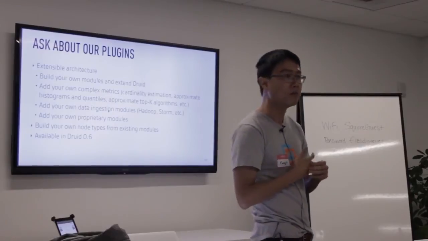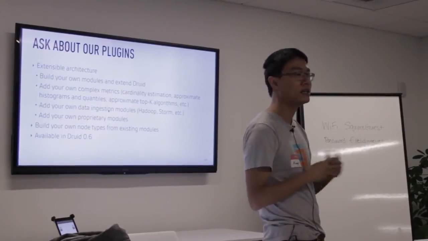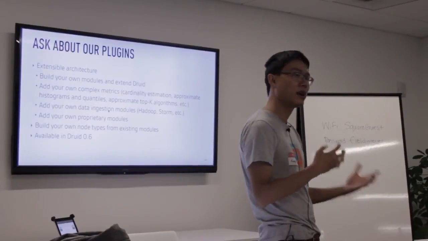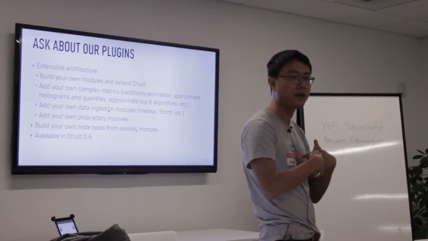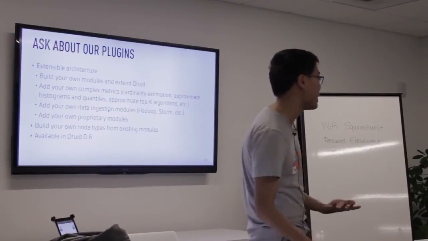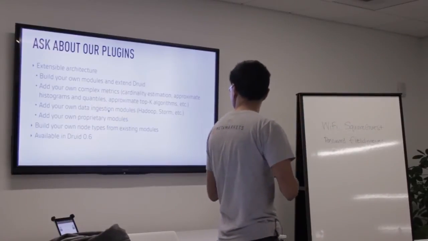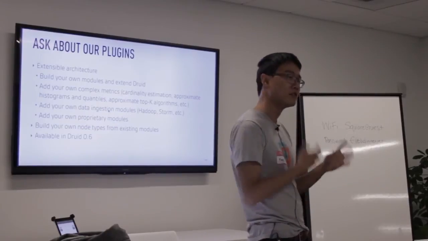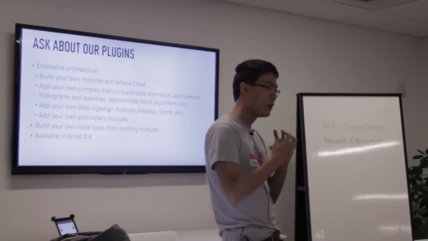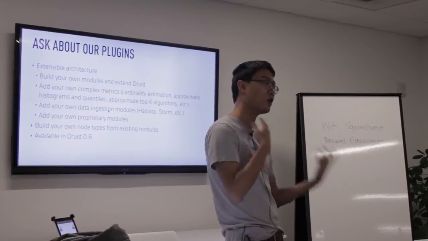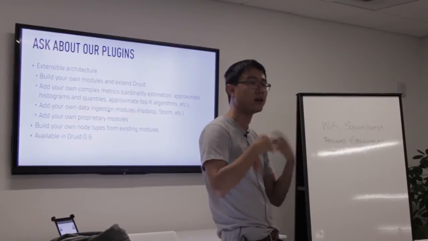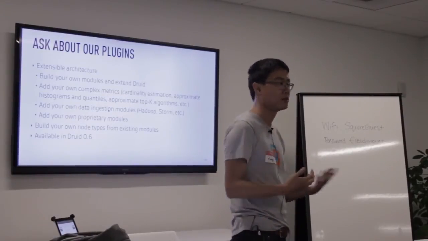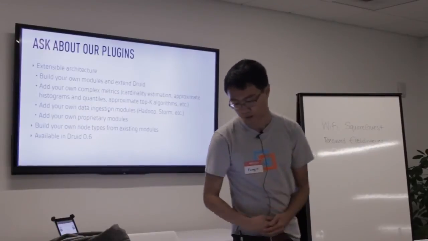And with Druid 06, it should be pretty easy for anyone to build their own module. If you want to build proprietary modules that you want to keep internal to your company and not share with the world, that's possible as well. So this final point here is Druid does have this notion of different node types, and we want to make it easier for people to build their own node types from different modules that already exist. So if you have some problem that we haven't seen before, hopefully it shouldn't be so hard to build your own node type to solve that problem.